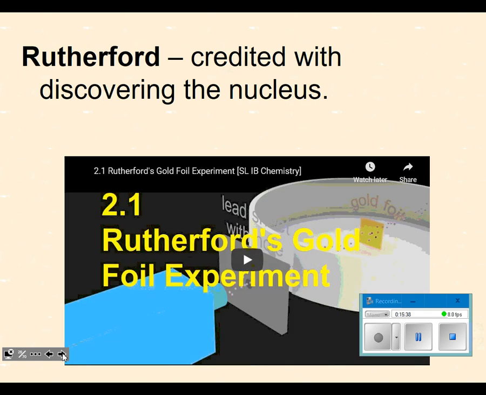All right. Rutherford then got credit for the nucleus, though, because he discovered J.J. Thomson, or he looked at J.J.